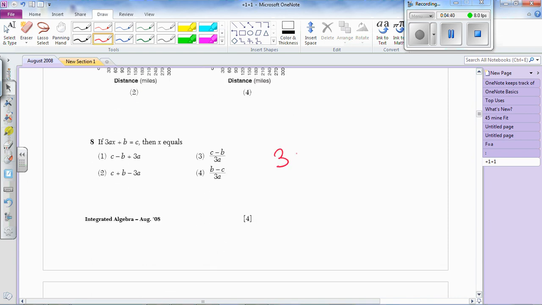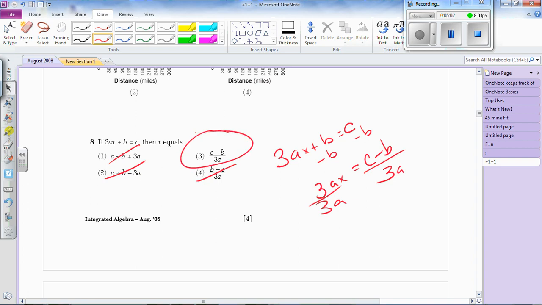I think we've done that one already. Alright, so 3ax plus b equals c. We'll bring the b over by subtracting b, so I'm looking for c minus b equals 3ax. We have to do everything else and then divide by 3a. Answer's choice 3. Moving on.